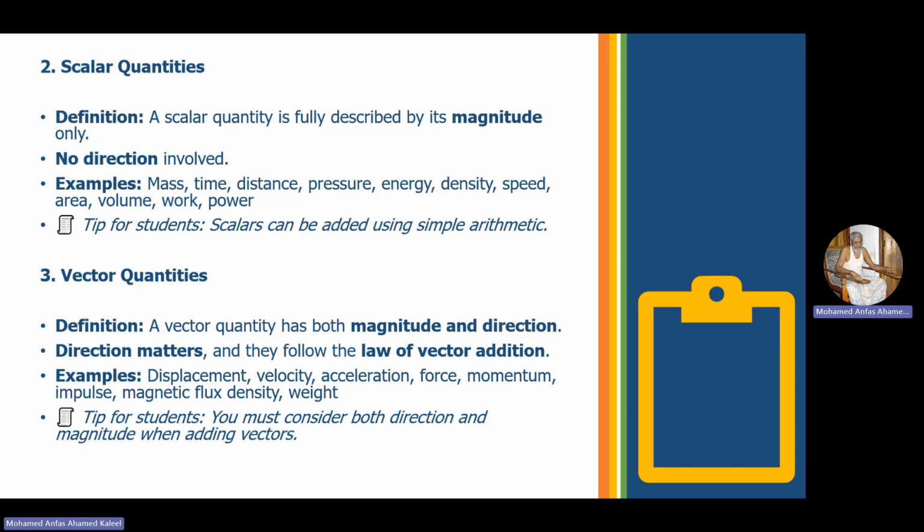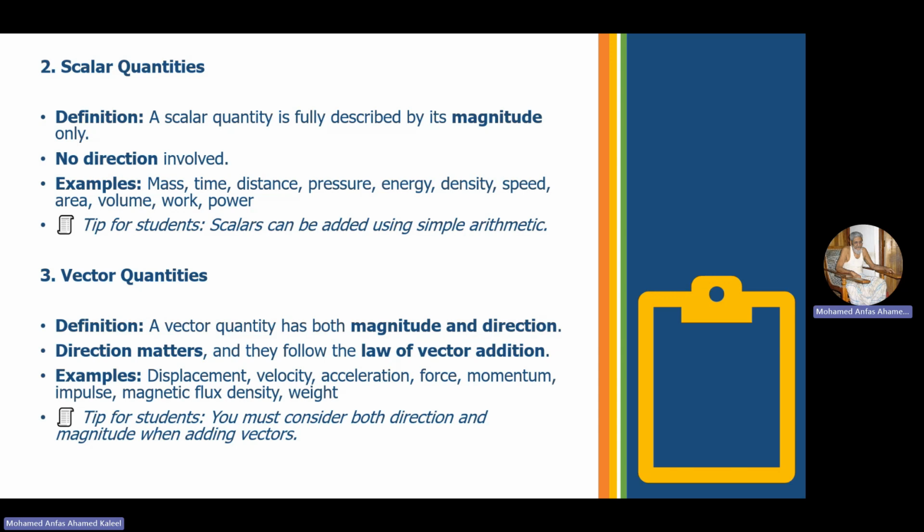Examples: displacement is a vector quantity. Velocity is also a vector quantity. Acceleration is also a vector quantity. When we use force, we have to mention the direction. If you talk about velocity, we also have to mention the direction. But if you talk about speed, we will not mention the direction, because velocity is a vector quantity.